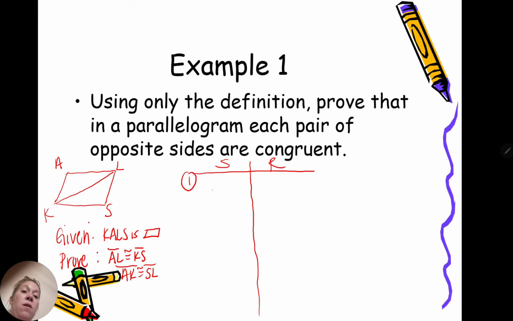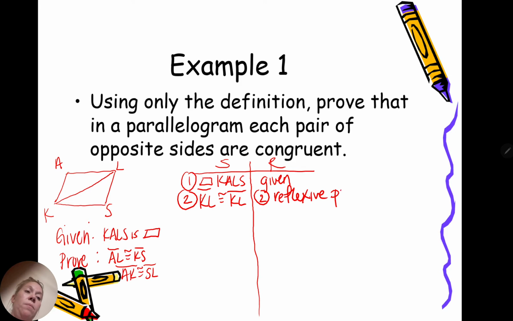All right, so one, given, we have a parallelogram. All right, let's start with my favorite, you know it, the reflexive property. KL is congruent to KL. Reflexive property. It's an easy one, right? So we have one side congruent.